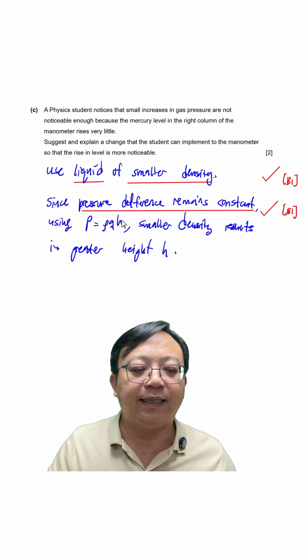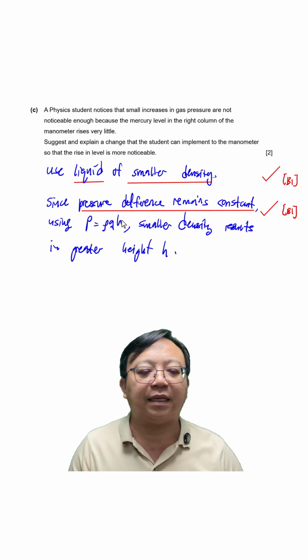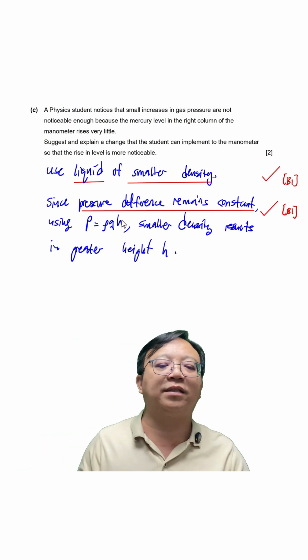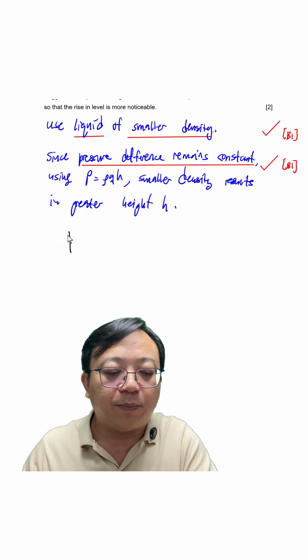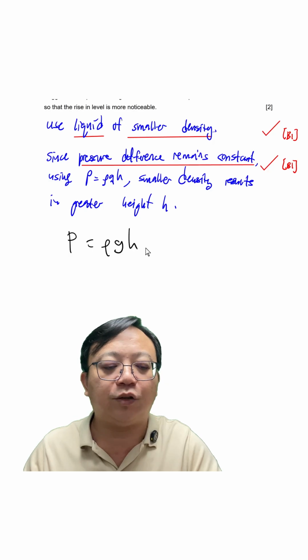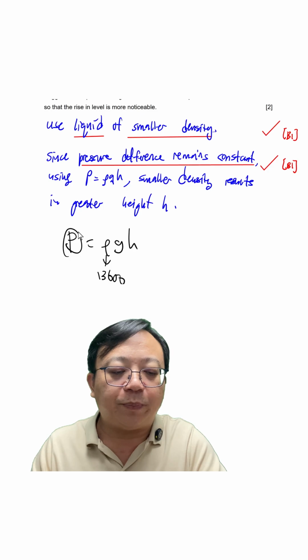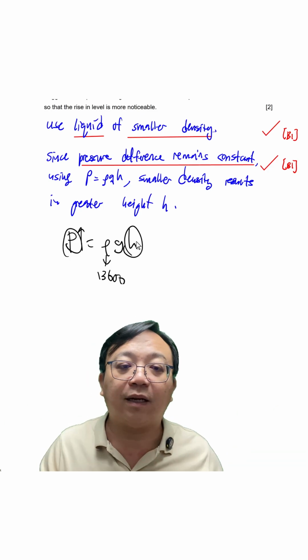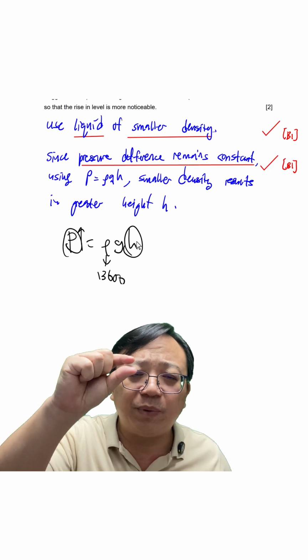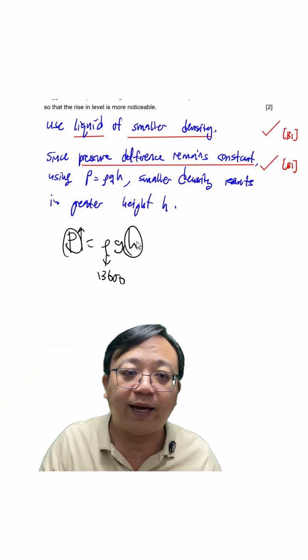And lastly, they said, a physics student notices that small increases in pressure are not noticeable. Why? Because you need to understand pressure equals rho GH. The density of the mercury is super high, you know. You increase the pressure by a little bit, the height will not rise a lot, right? The height only rises a little bit. You cannot even notice the increase of height.